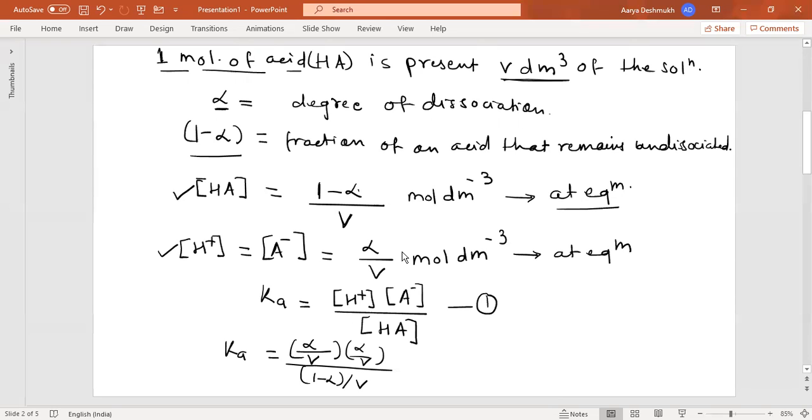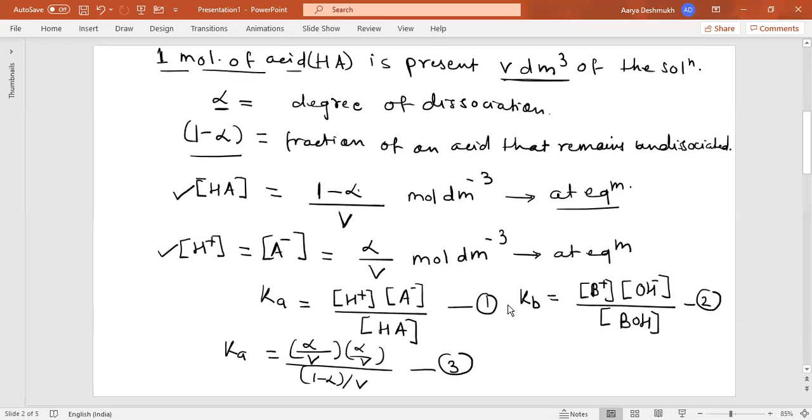Okay, now to continue further, we have this equation, which is your equation 1. We have equation number 2 also. I'll write here Kb for the base dissociation constant. That is Kb equal to the concentration of B plus times the concentration of OH minus divided by BOH. This is your equation number 2, and this you can number as equation number 3.